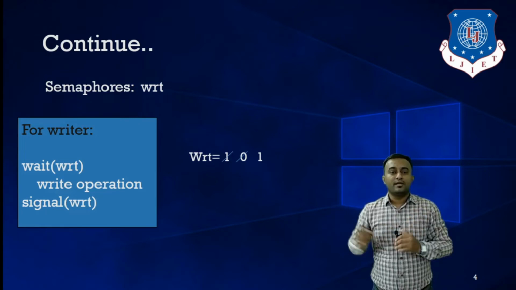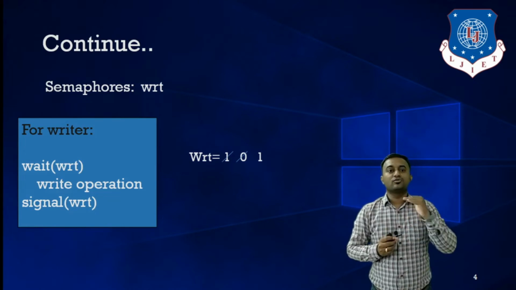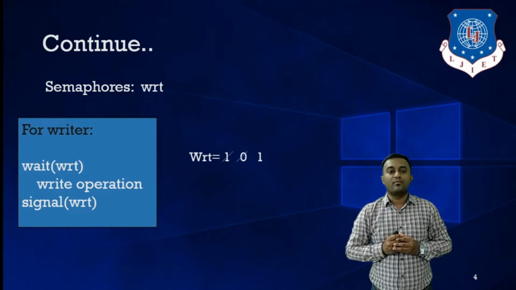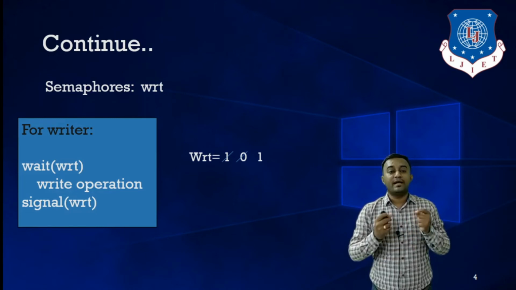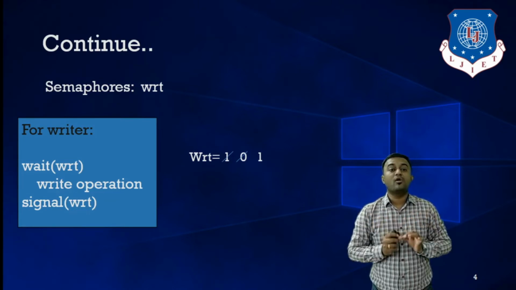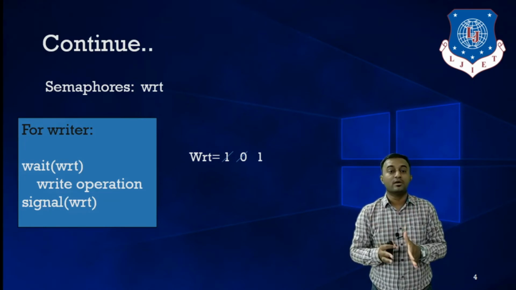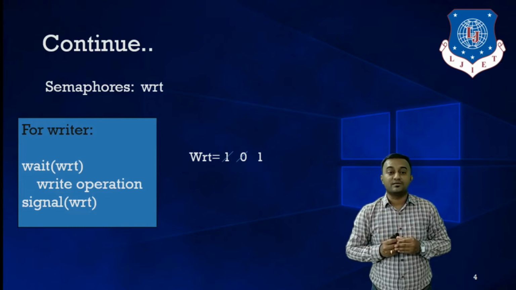In this particular box, I have written the code of the writer process, in which there are 3 statements. The first statement is what? Because we are trying to solve the writer code with the help of semaphore, semaphore is associated with 2 standard operations: one is wait and the second one is signal, which we have already understood in the previous sessions.